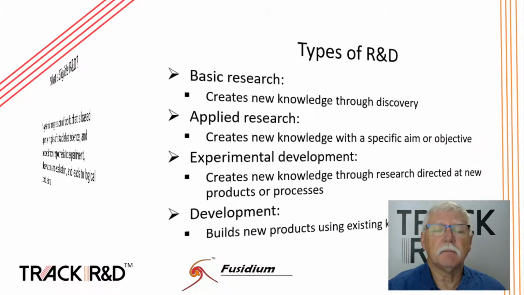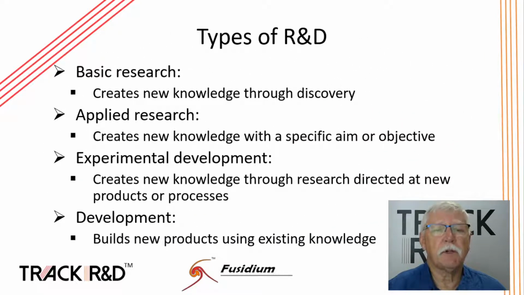Let me start by explaining a few terms. If we think about research and development, it can be broken up into 4 distinct headings, although clearly there are overlaps between each. There is basic research, and this is the type of research that is undertaken within universities and institutes of higher learning. And this is where research is undertaken to create new knowledge through discovery. The basic principle is just finding out new things that may or may not be useful in the future.